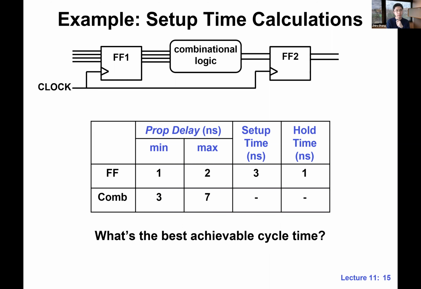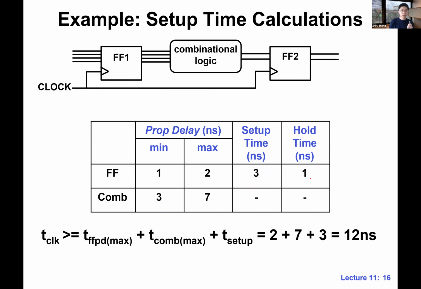This is a table, right? So first we need to pick out the right numbers. We do need setup time, and since we are considering the worst case for setup time, we actually need to focus on the max. So we need to pick out this number and this number. Very good, 12. And since we are focused on setup time, we don't need hold time. Also, we don't need to consider the minimum one.